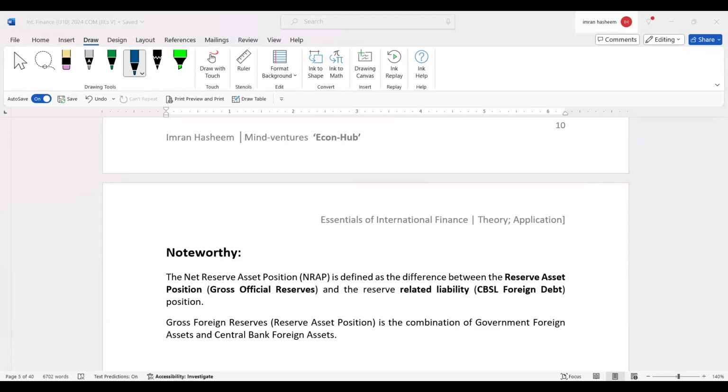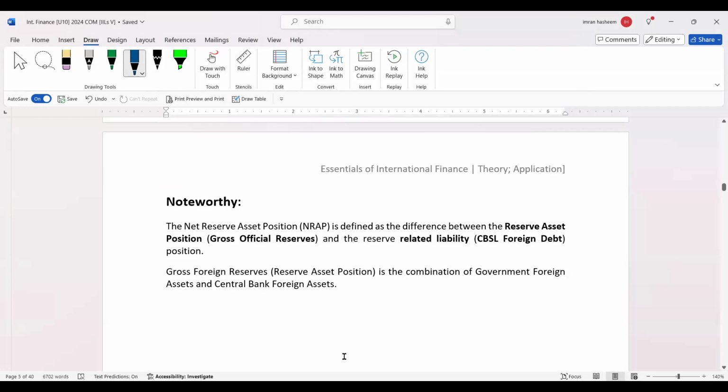Yeah. Can you guys see the study material? Yeah. Page 11, where it says noteworthy. Can you see it? Yeah, great.